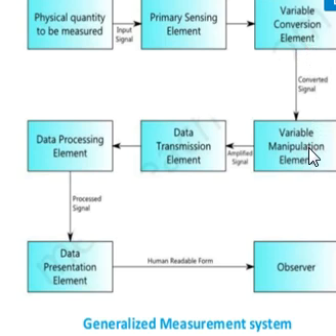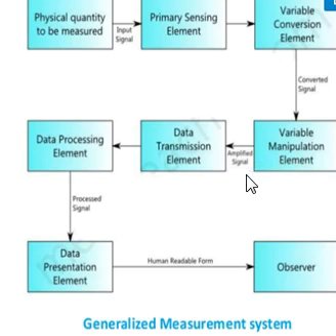The job of the variable manipulation element is to manipulate the particular signal. In some cases the magnitude of the signal is very low or very small, so it can be amplified or modified by using the variable manipulation element. The manipulation of the signals is done by that element.